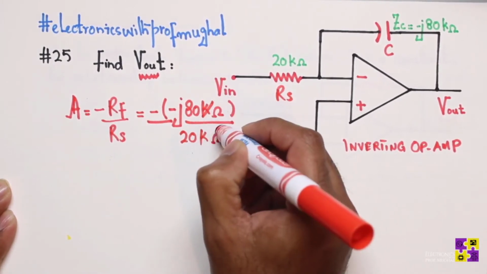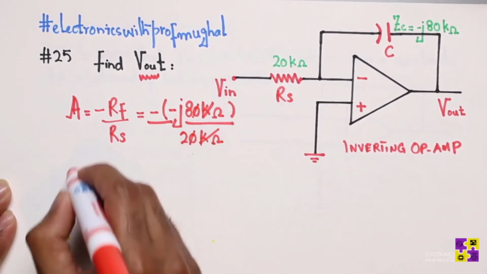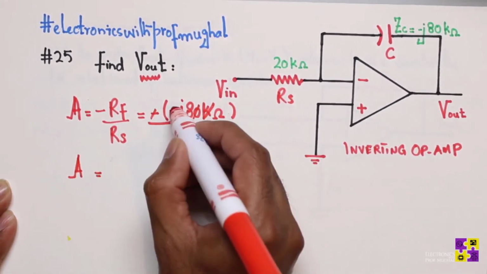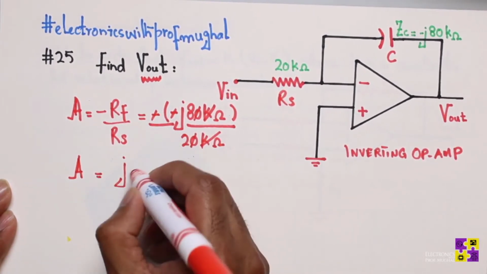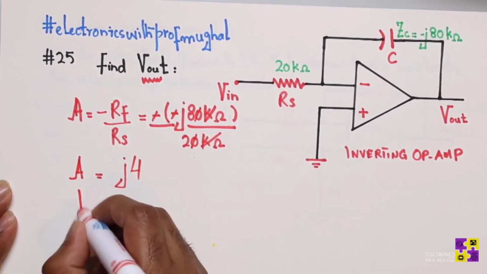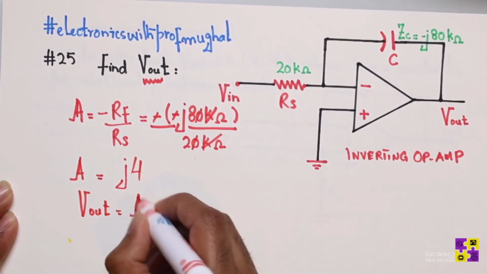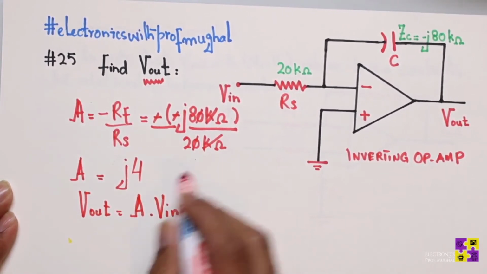Kilo ohm will cancel out. This zero will cancel out. Therefore, gain is going to be negative, and negative will cancel out, become positive. Your gain is going to be j4, right?